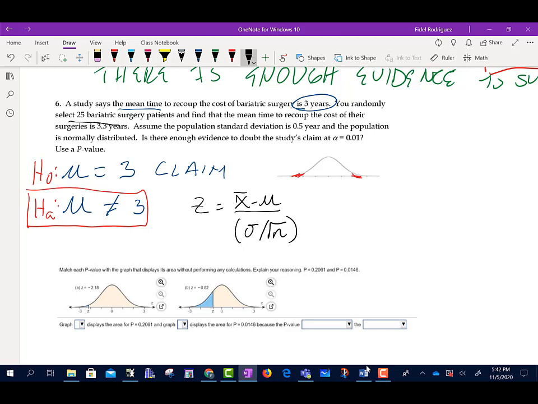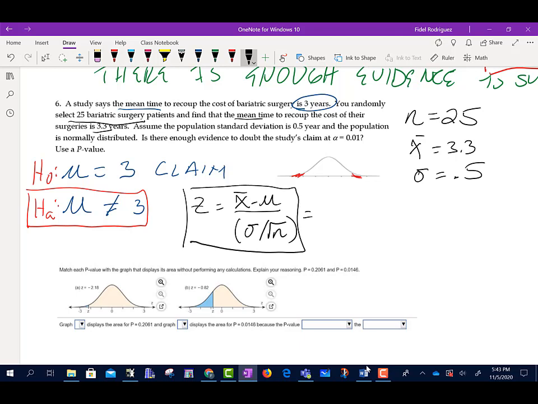Okay, so let's keep reading here. We randomly select 25 bariatric patients. What does that tell me? Tell me that n is 25. And we find that the mean time to recoup their cost for surgeries is 3.3 years. So my x bar is 3.3 years. And it says, assume the population standard deviation is 0.5 of a year. So my population standard deviation is 0.5. And the population is normally distributed. Is there enough evidence to doubt the study's claim that alpha is 0.01? Use a p-value.